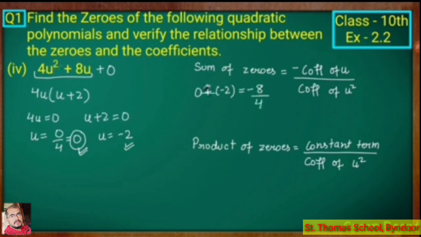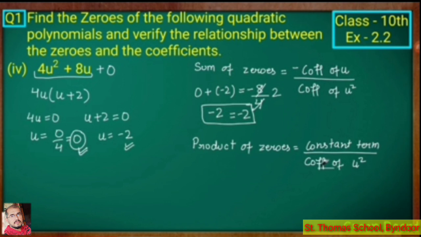Okay, so now 0 plus minus 2 is minus 2. Four ones are 4, twos are... so the answer becomes what? Minus 2. So here the left hand side is minus 2 and the right hand side is also minus 2. This is verified. Now next, the product of the zeros.